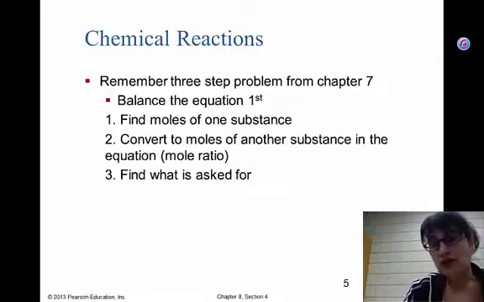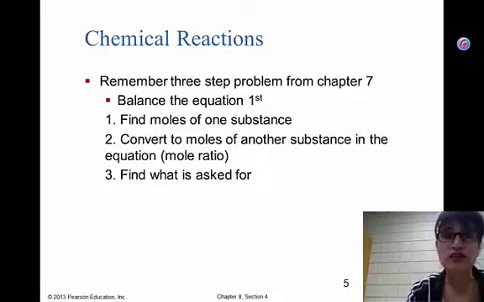Now, we're going to go on to chemical reactions, and we need to remember our stuff from Chapter 7. And we're going to be using those same 3-step problems that we were doing before. Now, the first thing you always need to make sure is that your equation is balanced. After that, we always find moles of whatever substance we can. Then we're going to convert the moles of one substance to the moles of another one, and to do that we need to use a mole ratio. And then finally we're going to solve for whatever we're asked, which could be grams, it could be liters, whatever it was in that problem.